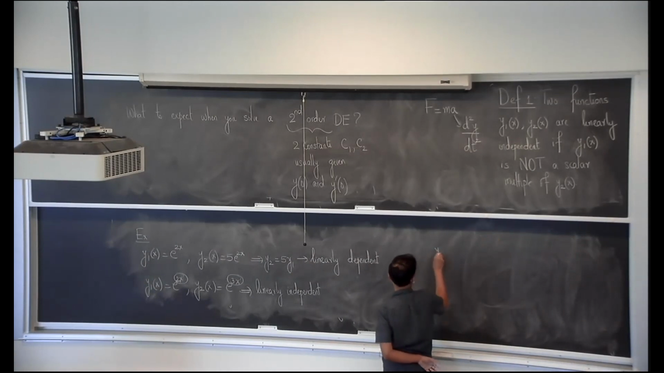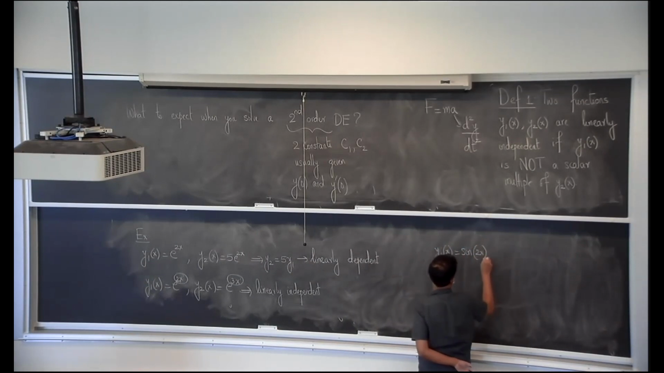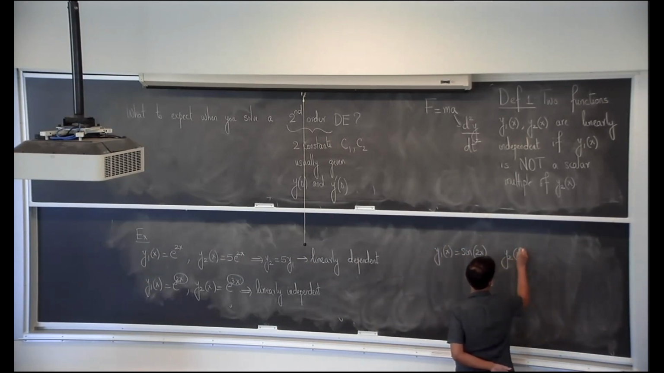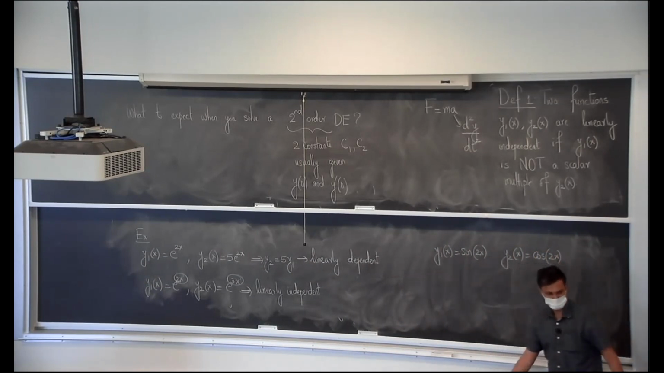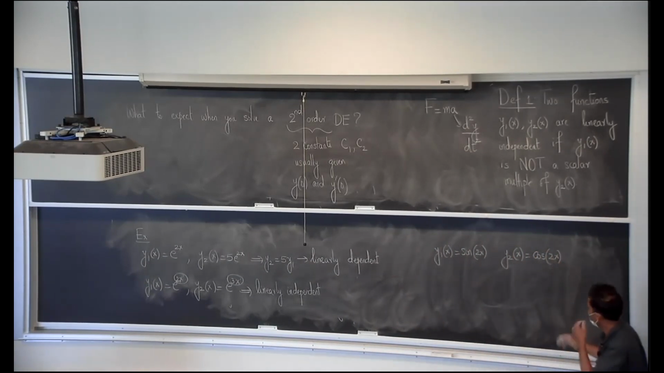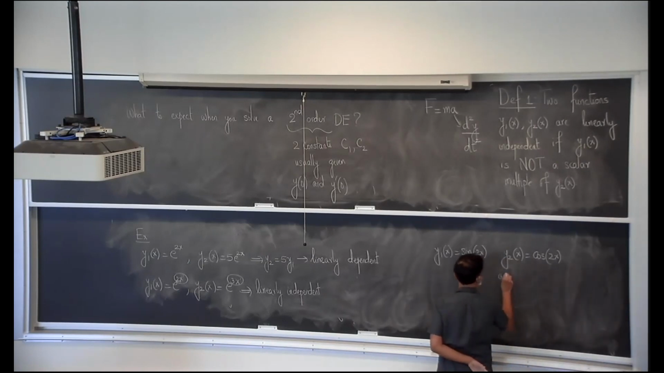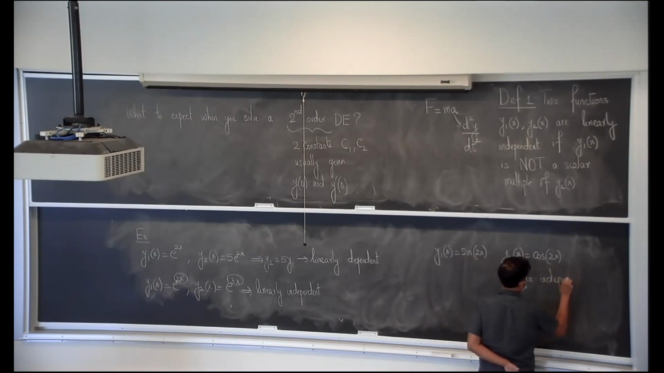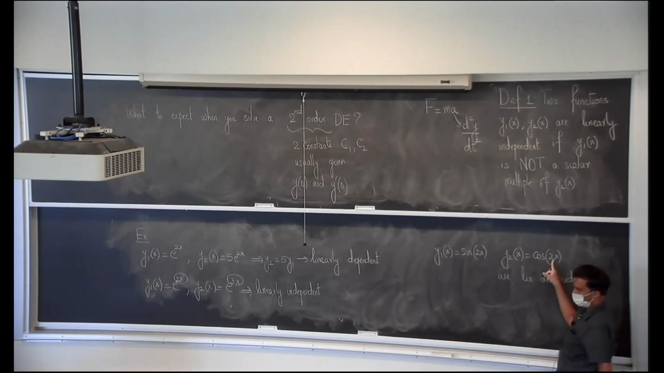What about y1 of x equal to sine of 2x and cosine of 2x? Again, these are obvious questions. I'm just trying to see if you are paying attention or not. What do you think? Are these linearly dependent or independent? Independent, right? Just because those two twos are the same, sine and cosine are two different functions.